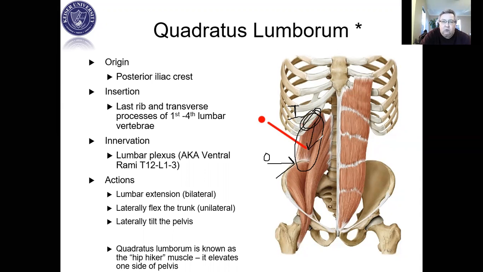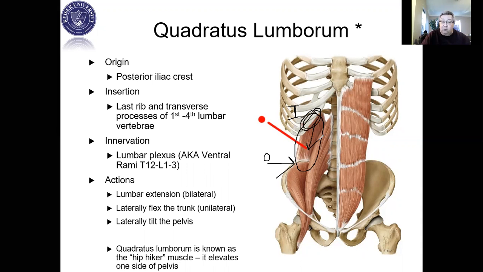So I want you to know where the origin and insertion are. I'm not going to ask you about the innervation of this muscle. So that's one less innervation that you have to worry about. But the action of this muscle is what is so important. The Quadratus Lumborum, when they work together, helps with lumbar extension, excuse me. It helps with laterally flexing the trunk to one side.